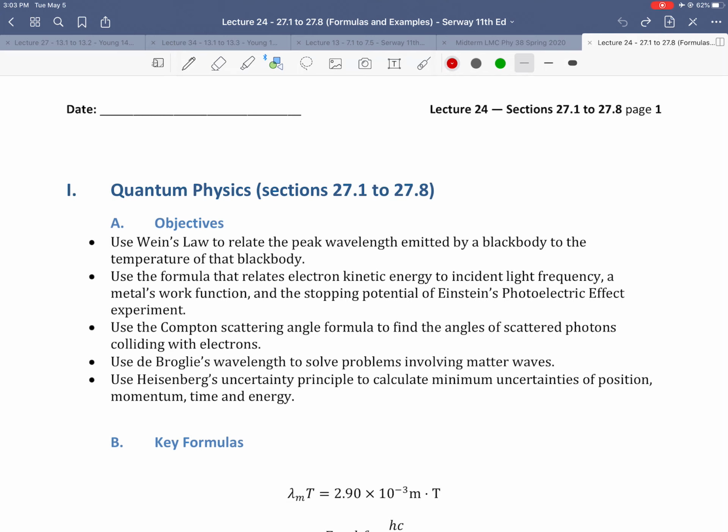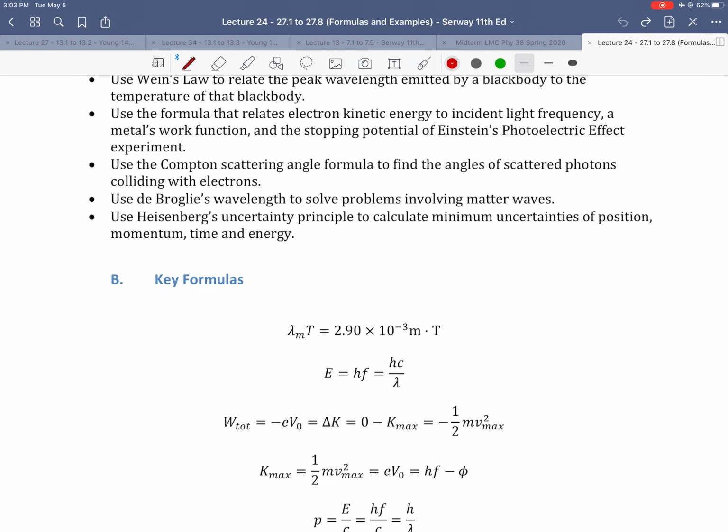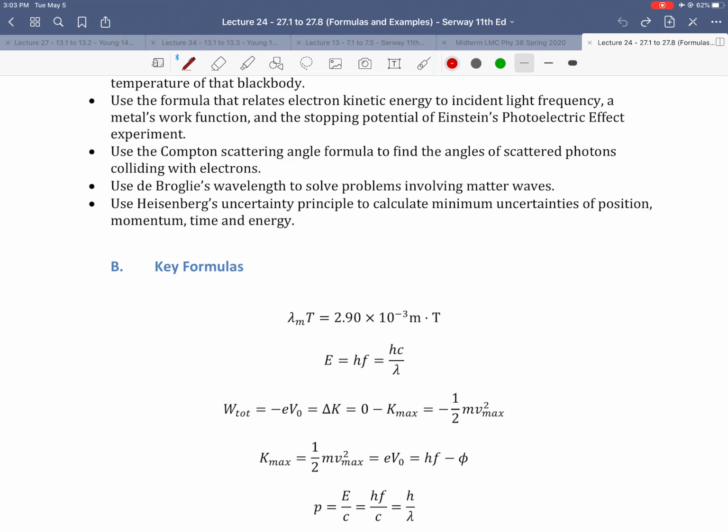Okay? All right, so in this first video, we're going to talk about Wien's Law. Wien's Law, we're going to use it to relate the peak wavelength emitted by a black body to the temperature of that black body. Now remember, a black body is an idealized concept of a perfect emitter. This is going to be the formula that we're using.